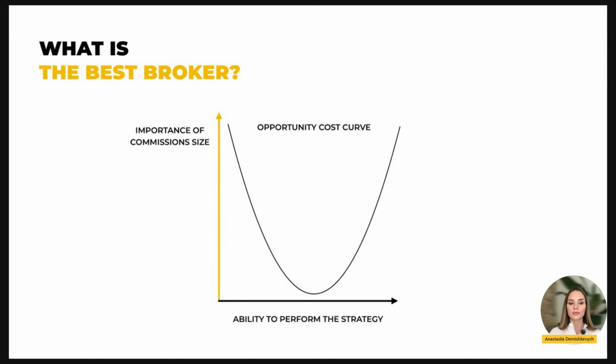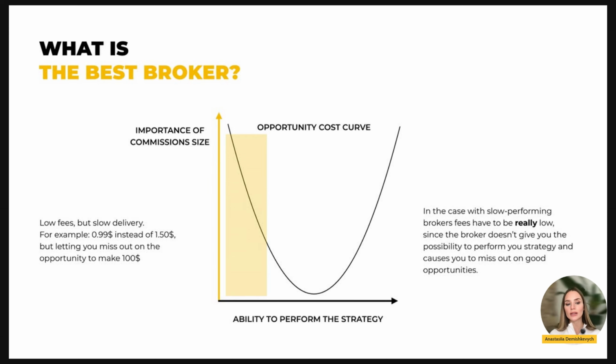And lastly, to help you choose the best broker, here's something called the opportunity cost curve. This refers to your ability to trade your strategy without any interruption in the most smooth possible way while paying fees that still make sense. Some brokers may offer low fees but really slow execution. For example, 99 cents instead of $1.50, but letting you miss out on the opportunity to make $100 or even $1,000. In this case, with slow performing brokers, fees have to be really low since the broker doesn't actually give you the possibility to perform your strategy and causes you to miss out on really good trading opportunities.